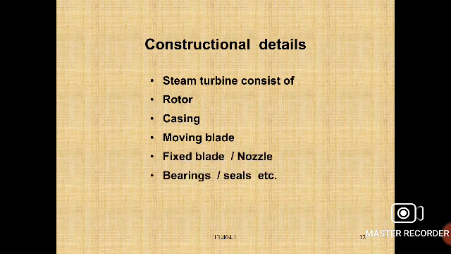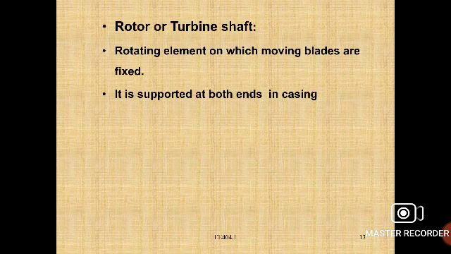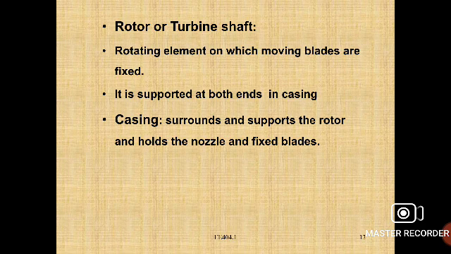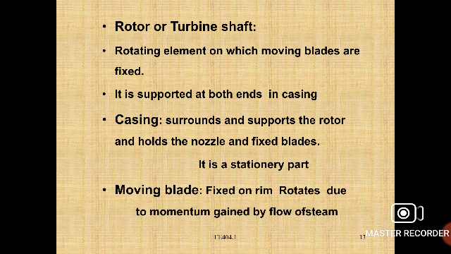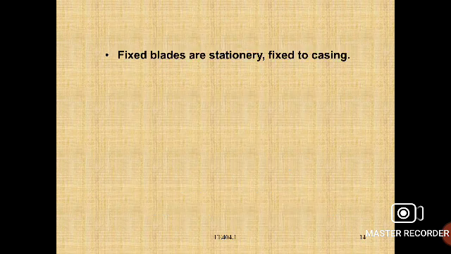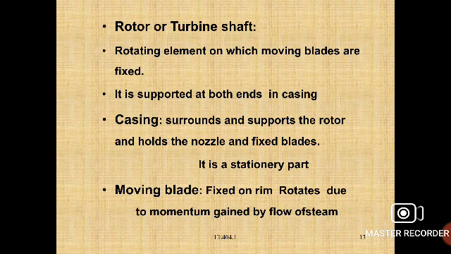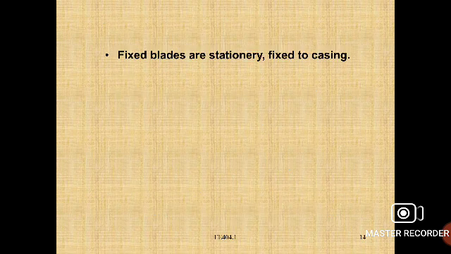And then next one, construction details of steam turbine. What are the construction details? A steam turbine consists of first of all the rotor, casing, moving blades, fixed blades, bearing seats, etc. The first one is the rotor or turbine shaft, the rotating element, on which moving blades are fixed. It is supported at both ends in the casing. The casing surrounds and supports the rotor and holds the nozzles and fixed blades. Moving blades fixed on the rim rotate due to the momentum gained by the flow of steam.